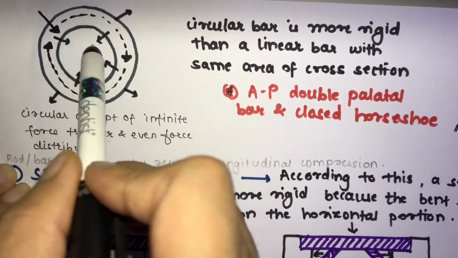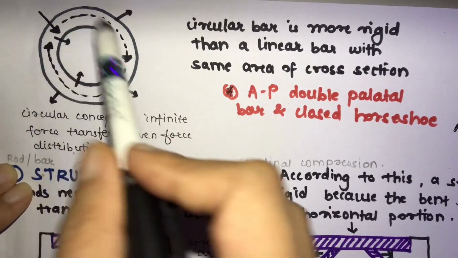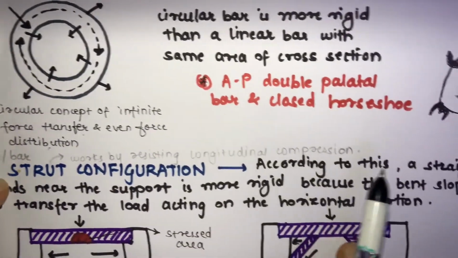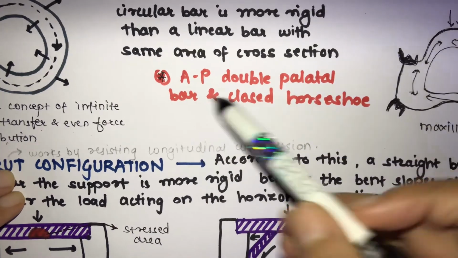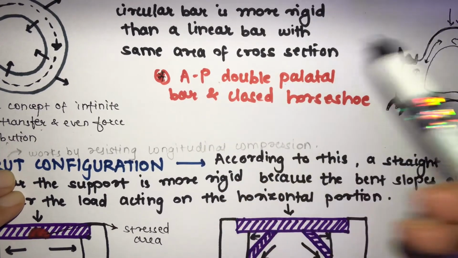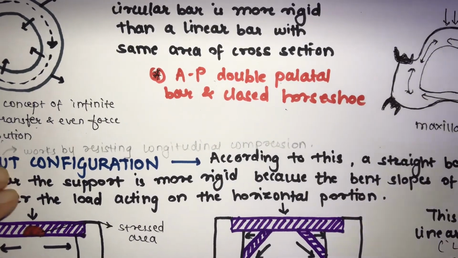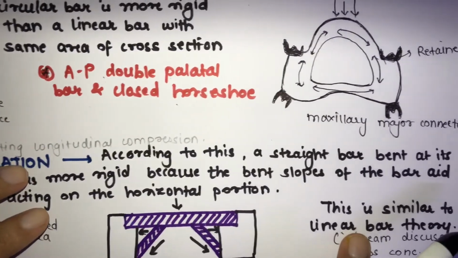If the load is applied on the circular thing, then there is even distribution of the forces. The circular bar is more rigid than the linear bar with the same area of cross section, and it is applicable in the anterior-posterior double palatal bar and a closed horseshoe type of bar. So this is how your closed horseshoe looks like.